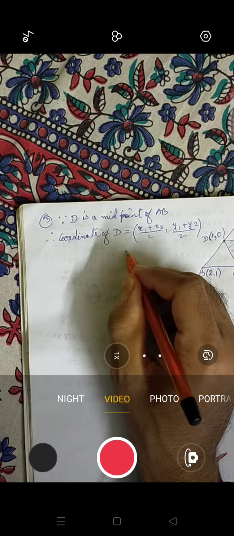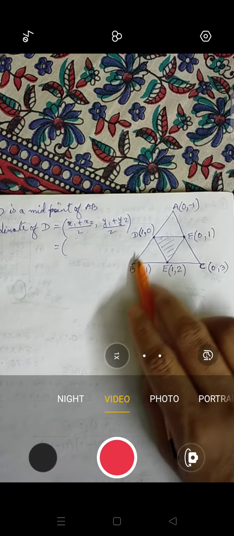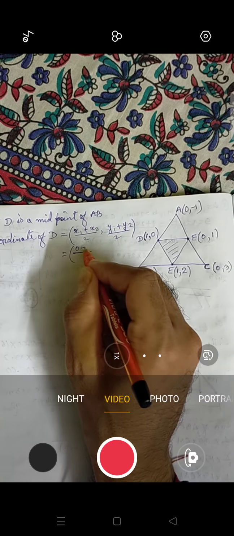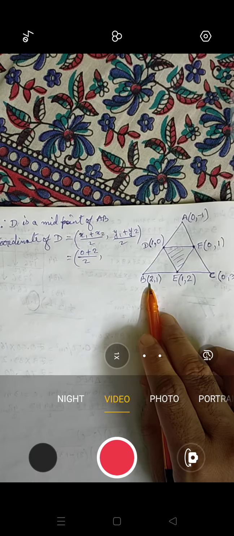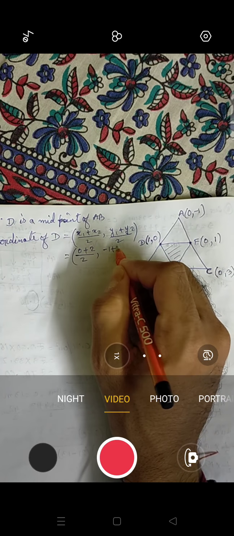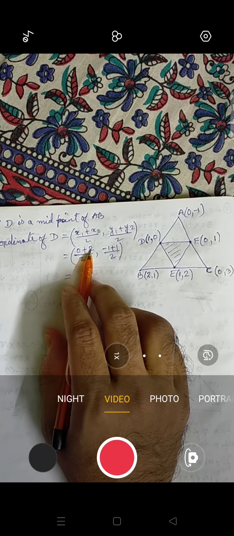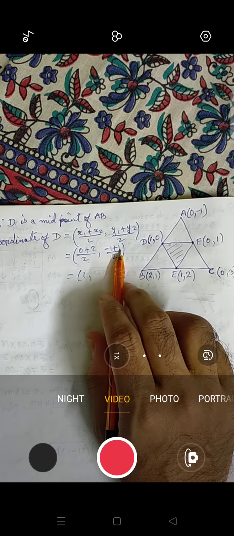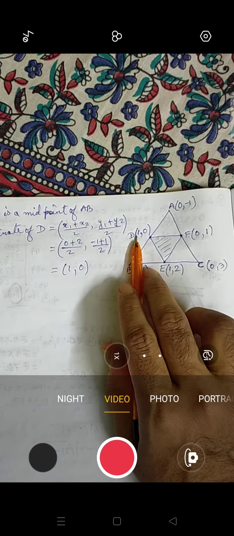Fine. Now we are taking AB, so this is A and this is B, so this is x1, this is x2. So we can say 0 plus 2 by 2, comma, minus 1 plus 1 by 2. Now this will become 0 plus 2 is 2, 2 by 2 is 1, comma, minus 1 plus 1 is 0, 0 by 2 is 0. So we got the coordinates of D. The coordinates of D are (1, 0). Is it clear?